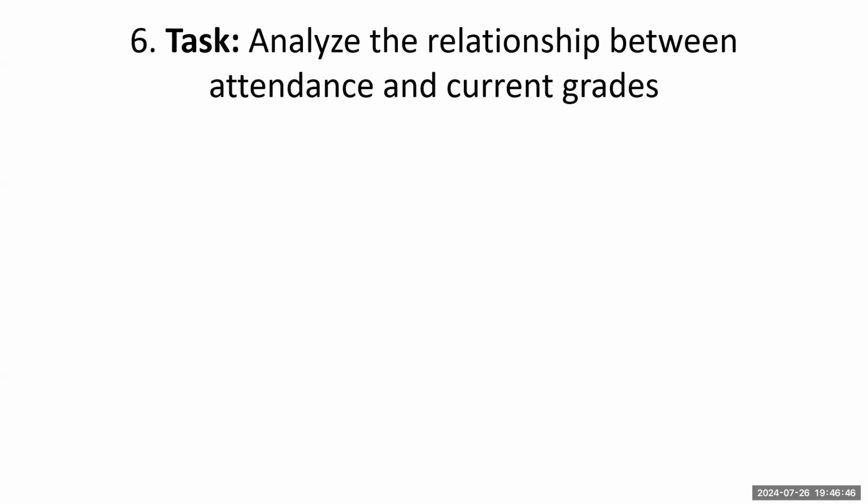Relationship between attendance and current grade. What do you think? Is it a scatter plot? Is it a line chart? So you have a relationship. You have two variables. Relationship, two variables. Which of them do you think is appropriate for this?